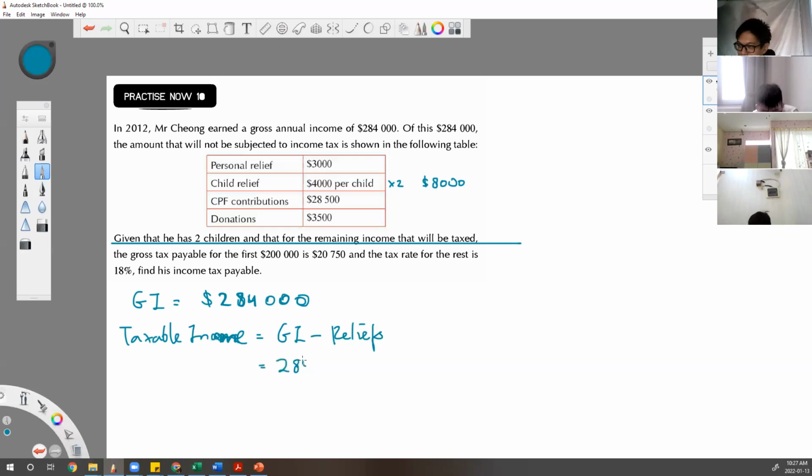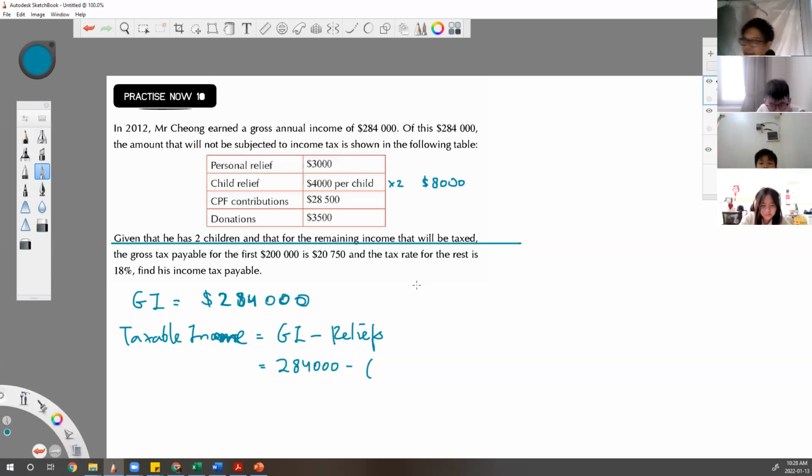Sekarang udah harus mikir modern, nggak bisa simple math lagi. Relief-nya berapa? Personal ya, dia orang kan. Dia ada relief-nya kan, 3,000. Terus lanjut lagi. Personal udah. Child relief, dia punya 2 anak, 8,000. CPF contribution ikut lagi, terus plus lagi 3,500. Dah. Gitu ya. Terus hitung dulu.